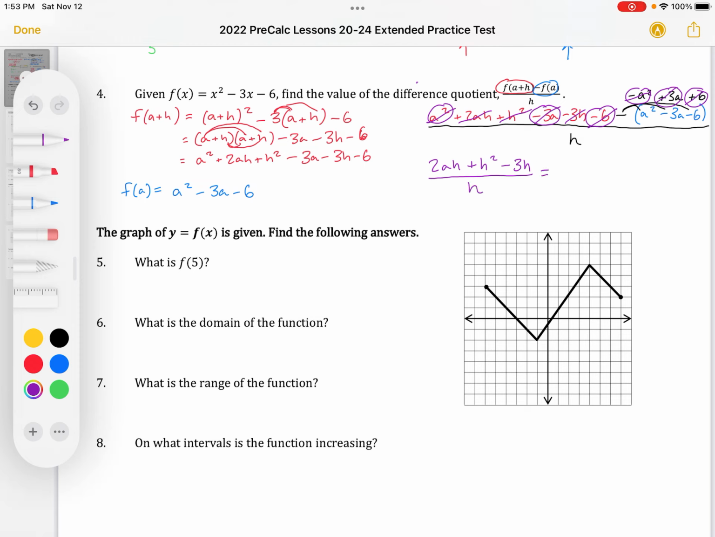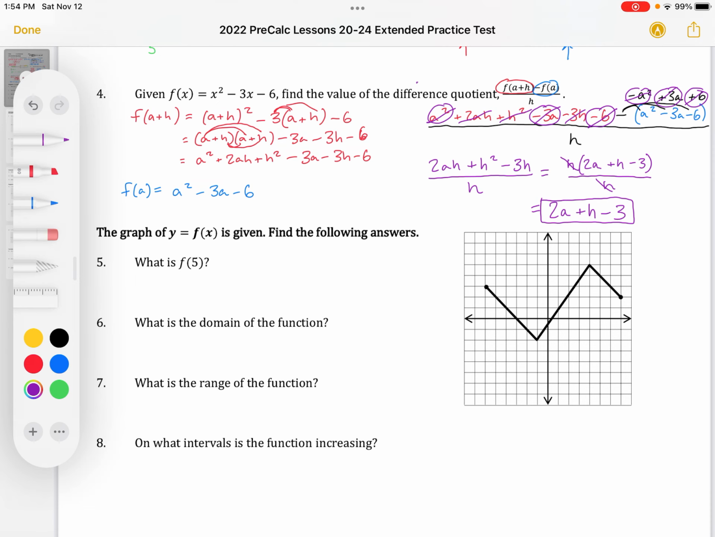Now, if you do this problem right, your constant should cancel, and the only thing you should be left with is terms with h in them. So if I take an h out of each piece, I'm left with 2a plus h minus 3. And then remember, this is all divided by h, so this h and this h cancel, and the answer you're left with is 2a plus h minus 3. So that is the final answer for this problem.